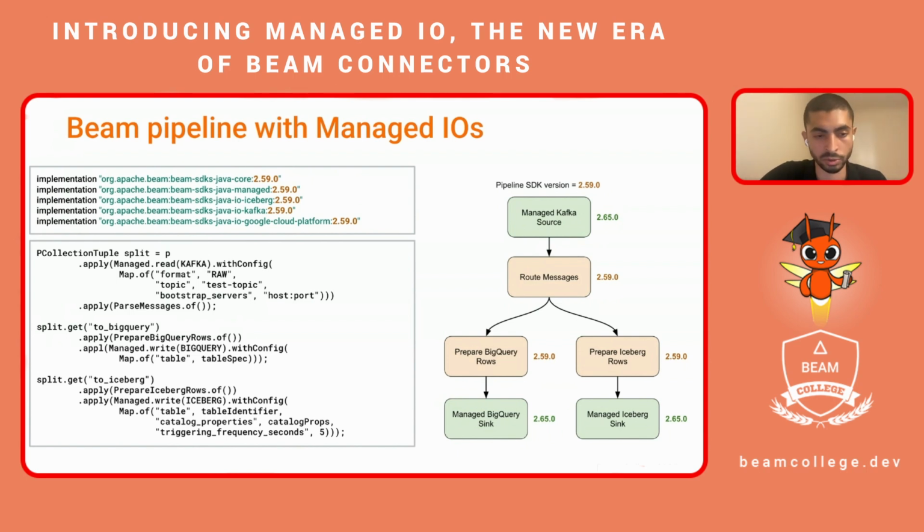And one thing that also changed is your API. Instead of calling the IOs directly, you're calling them through the managed interface that is unified, and it's easy to replace this with Iceberg or this with BigQuery, because the API is very similar, so it's easy to be interchangeable.